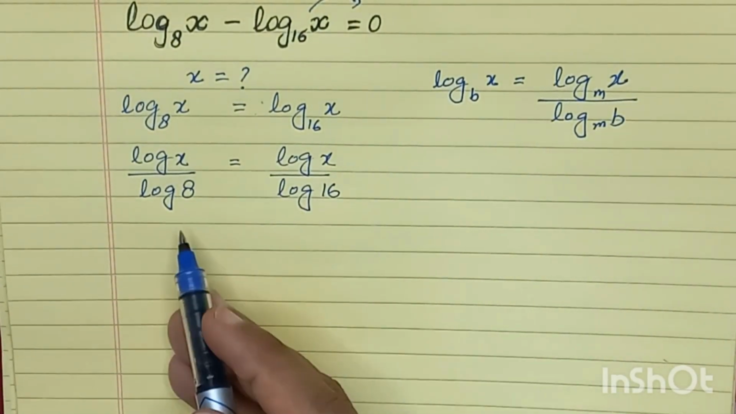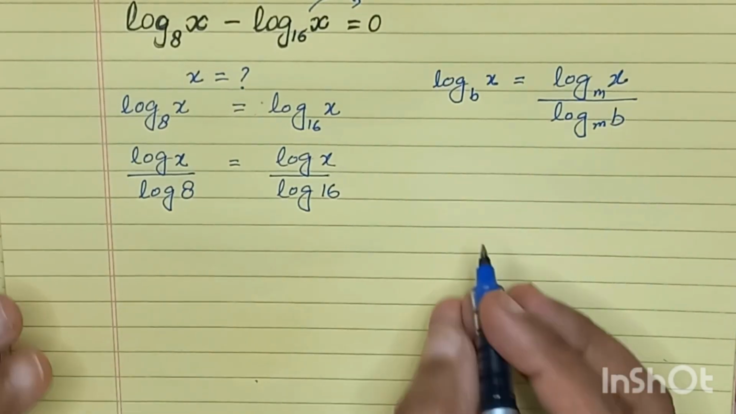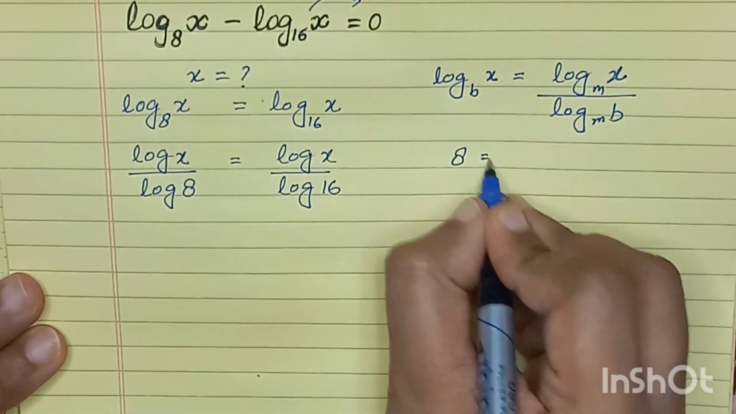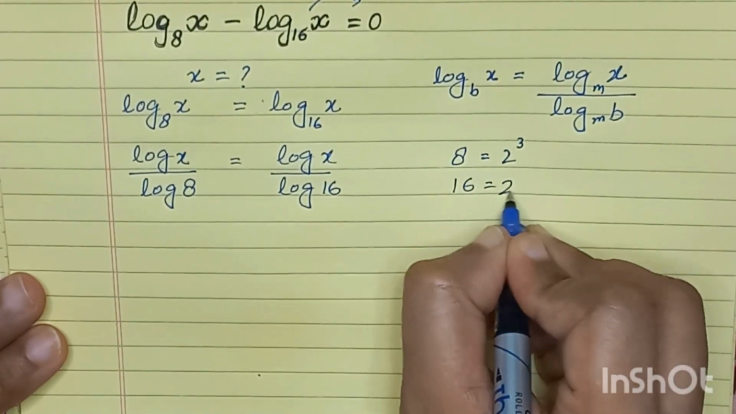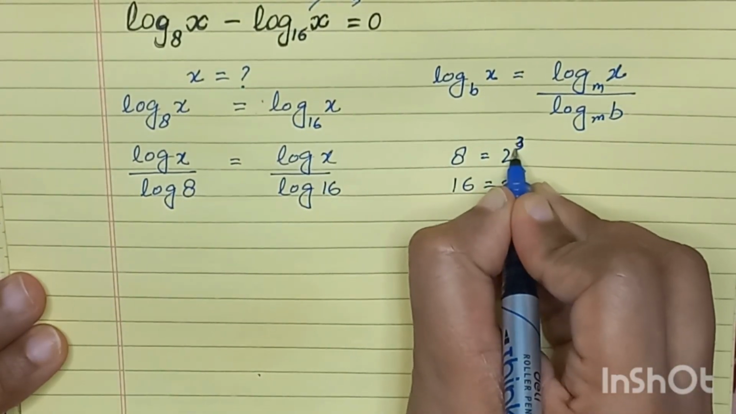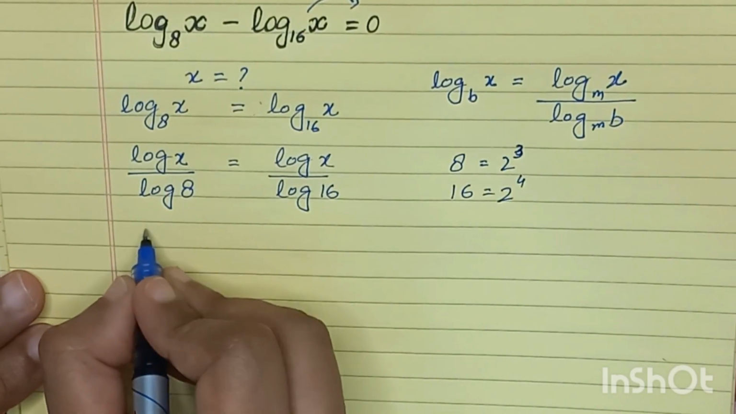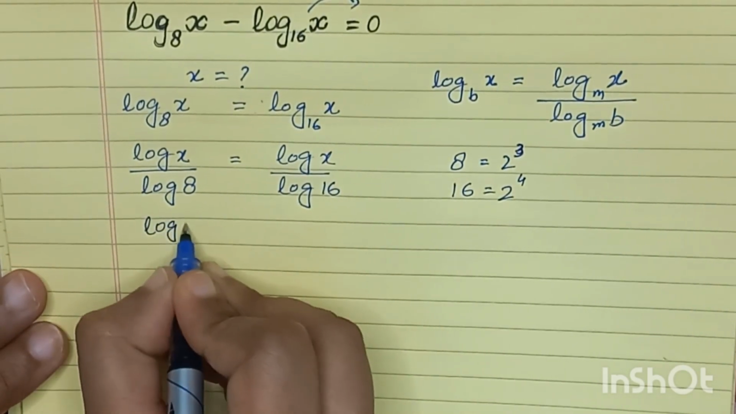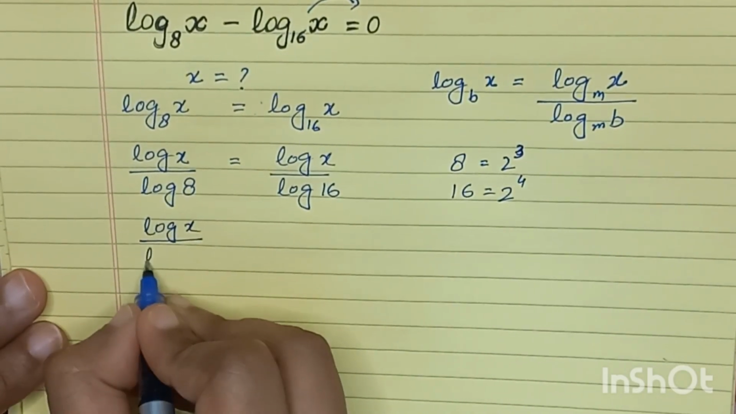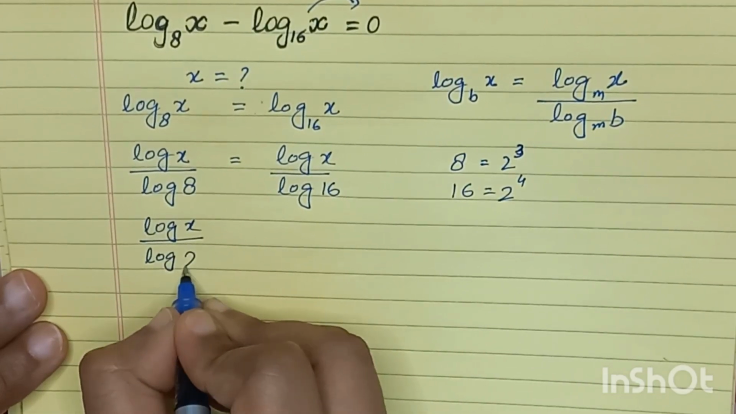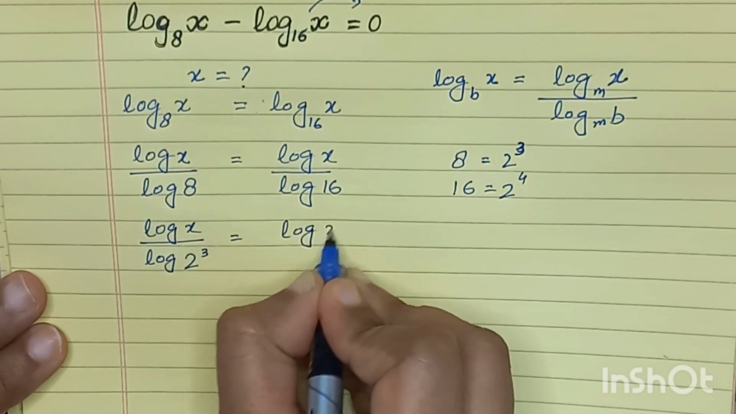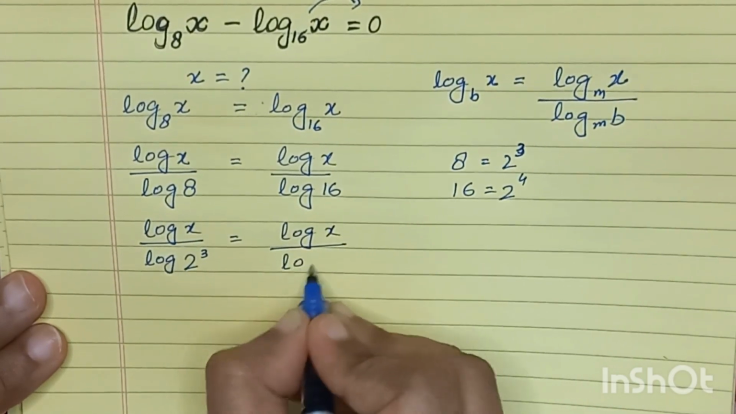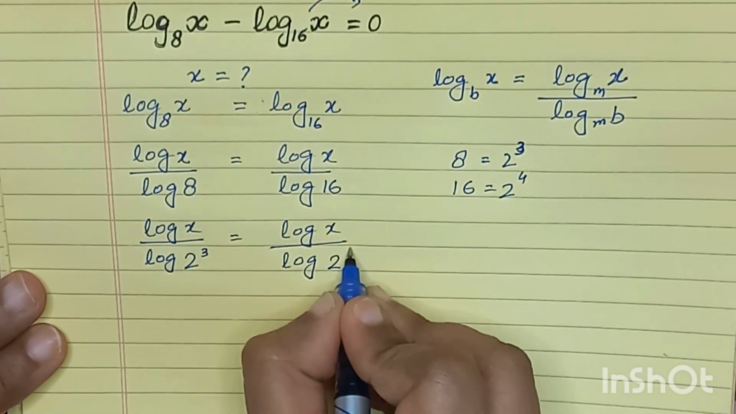Now here we have 8 and 16, and 8 can be written as 2 raised to the power 3 and 16 can be written as 2 raised to the power 4. So it will become log of x divided by log of 2 raised to the power 3, which is equal to log of x divided by log of 2 raised to the power 4.